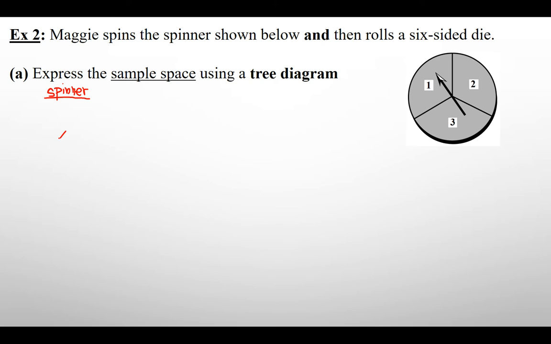And we have the number 1, we have the number 2, and we have the number 3. Those are the 3 possible outcomes on the spinner. Now we'll branch this into the die, and the die has 6 possible outcomes.